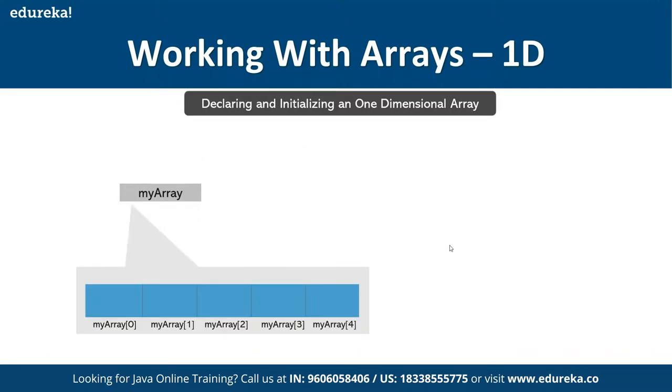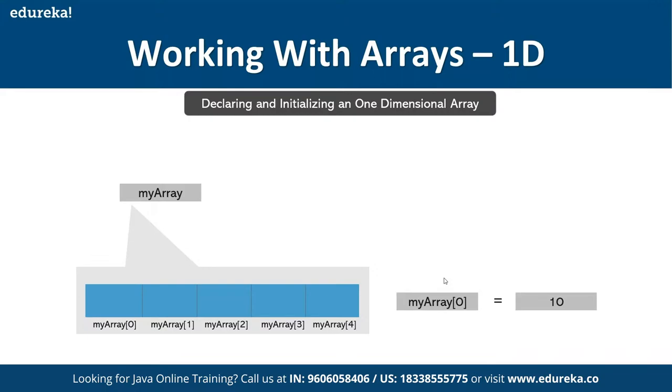Once I create an array with the size as 5, I can access the individual elements like 0, 1, 2, 3, 4. So these are the positions of the elements in the array. The indexing 0, 1, 2, 3, 4, these are my index positions.